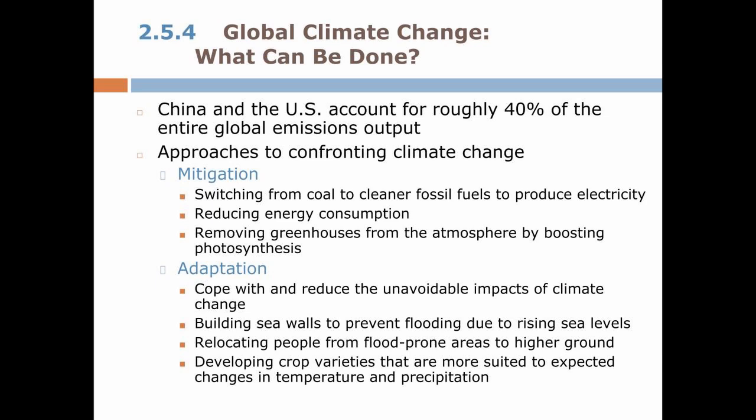Removing greenhouse gases from the atmosphere by boosting photosynthesis. What do plants do? Plants breathe in carbon dioxide, breathe out oxygen. At a very basic understanding of biology, that's what they do. The more plant life you have, the more of that negative greenhouse gas is going to be sitting in the atmosphere. Sadly, we also have adaptation to consider.